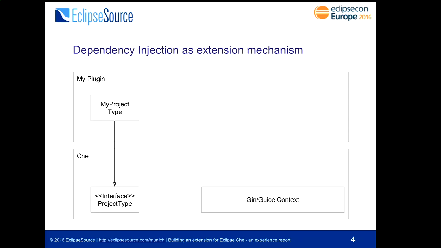And that's actually done using a standard dependency injection mechanism. Actually, Gin and Guice are used. You probably know Guice. Gin is the browser version of Guice, but it's almost the same. So you don't have to really worry too much about the difference. So what you do is you create a Gin or Guice module, which actually binds this implementation to the dependency injection context. So now the framework knows that you have an implementation of project type. And it can, for example, show that in the central wizard. We will have a concrete example about that.